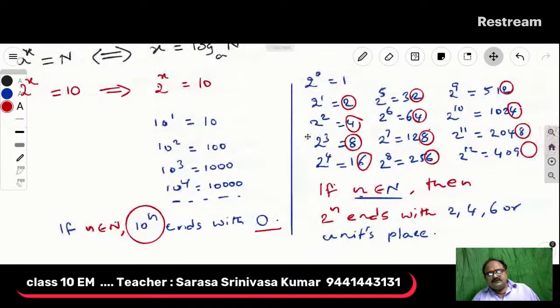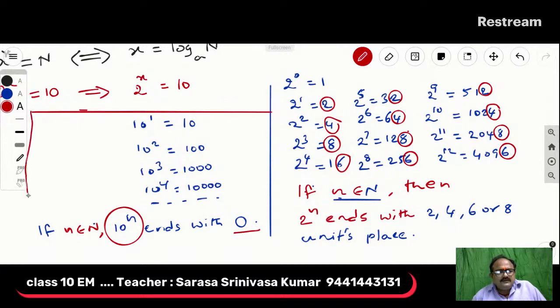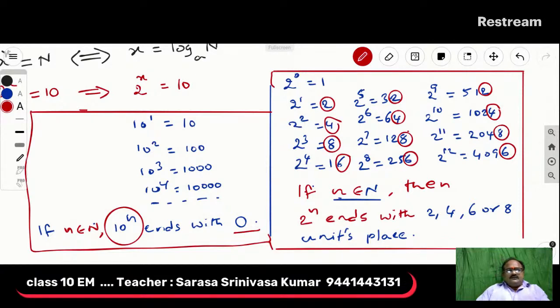Whereas 2 to the power of n ends with the digits 2, 4, 6, 8. So all these points need not be written in the examination. I am explaining these concepts only to understand. So these steps need not be written. I am writing these steps in boxes. You don't write them in the examination. This concept is explained just to understand.